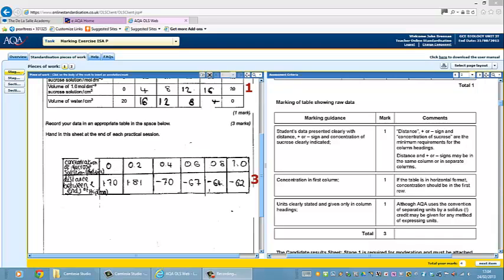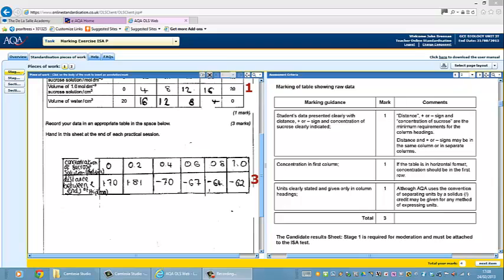And the concentration of sucrose in moles per decimeter cubed, and distance between ends of strips, and I just believe that's centimeters or millimeters, so I can give a mark for that. Concentration is in the first column. Now the concentration is the independent variable. That's the one that you've controlled, and the convention is that that will be the first one in the table of results, and it's given here. Concentration is going to be in the first column, but if the table is horizontal, concentration should be in the first row. Well, this one is horizontal. There's the first row and there's concentration, so I can give a mark for this.